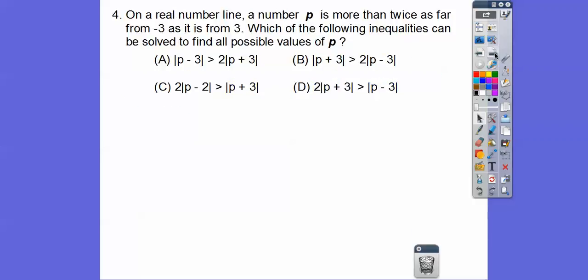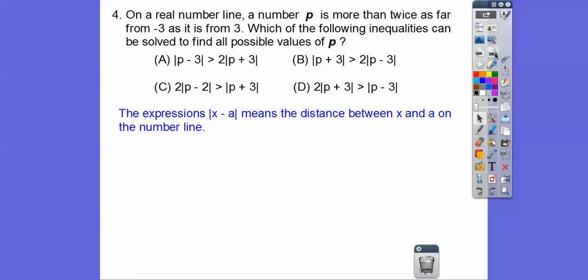All right, this one's a tricky one. On a number line, number p is more than twice as far from -3 as it is from 3. Which of the following inequalities can be solved to find all possible values of p? Okay, so check this out, you guys. The expression absolute value of x minus a just means the distance between x and a on a number line. Look, we have some plus 3's here. Here's the distance between p and 3 on a number line.